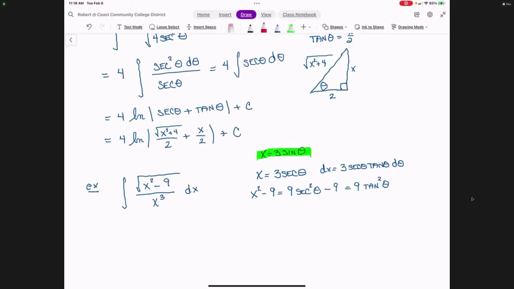The thought process is this. I want to take advantage of the identity that tan squared of x plus 1 is secant squared x, or tan squared x equals secant squared x minus 1. Now, if you read the text, he goes through all kinds of different cases. If you see this, do this. If you see this, do that.